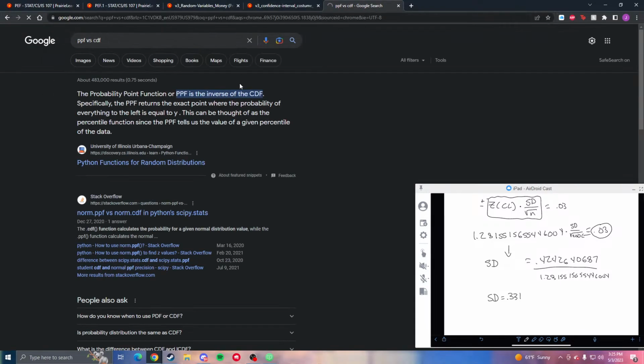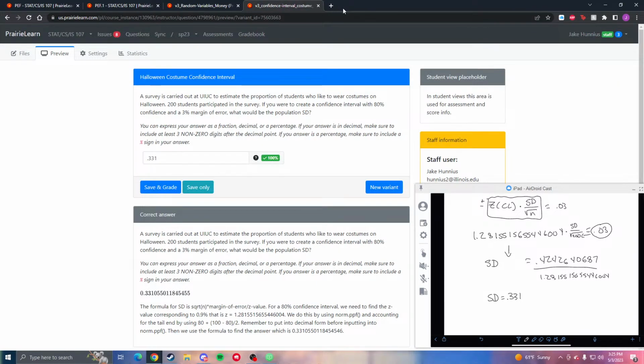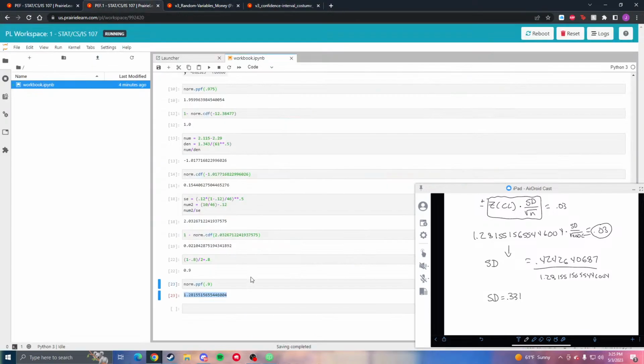So PPF is essentially, CDF gives you the area to the left of a point. PPF, you enter in an area, and it gives you the point with that area to the left. So with CDF, if you have a z-score, you plug it in to get the area to the left. If you have an area to the left, here 0.9, it outputs a z-score of 1.28.